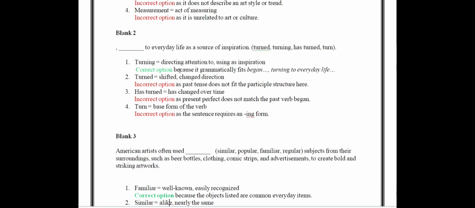to everyday life. Now, the word turned means shifted or changed direction. This is incorrect as it is the past tense and does not fit the participle structure here. That means the ing form of a verb here. Has turned, that is, has changed over time, is an incorrect option as present perfect does not match the past verb began. Turn is the base form of the verb, an incorrect option as the sentence requires an ing form, a participle form here.